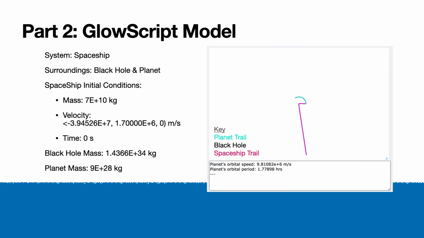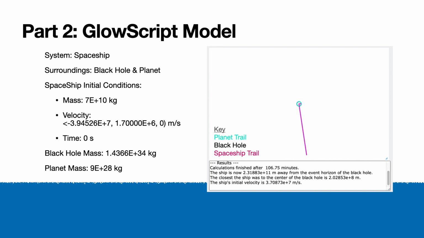Shown here is the part 2 model. The system is the spaceship and the surroundings is the black hole and the planet. The spaceship initial conditions is its mass of 7 times 10 to the 10th kilograms and its velocity at negative 3.94526 times 10 to the 7th meters per second in the x direction and 1.7 times 10 to the 6th meters per second in the y direction. The start time is set to 0 seconds. The mass of the black hole was found through part 1 to be 1.4366 times 10 to the 34th kilograms, and the mass of the planet was given to be 9 times 10 to the 28th kilograms.